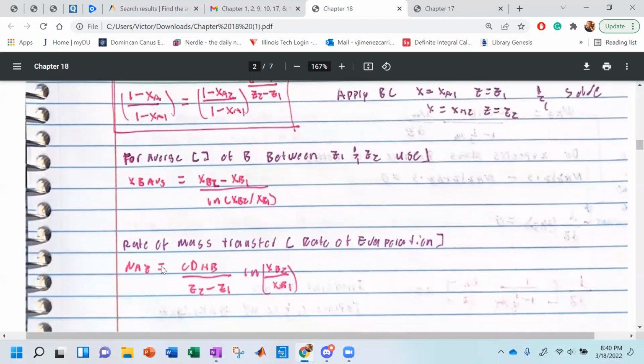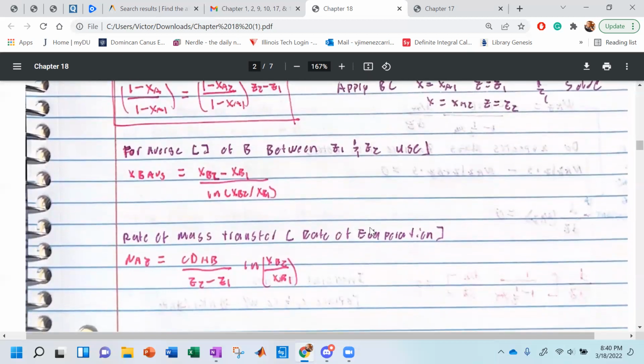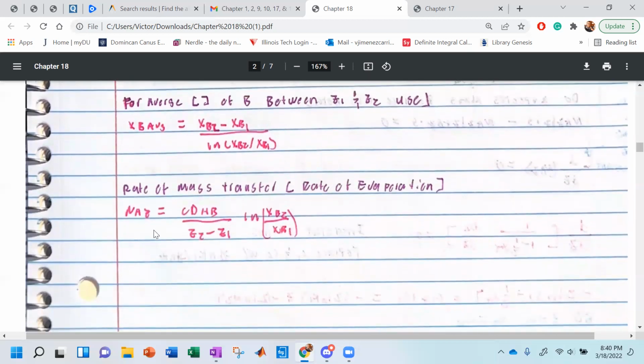The rate of mass transfer, the rate of evaporation, is an important equation. If you ever get asked for the rate of evaporation, you immediately know to use this equation: NAZ equals all of this. The nice part here is that if you go through the homework and you don't have this, I know I went through this with Malak, this equation can be derived into something else, which I can send notes on if you ever need it. So let me know if you want those.